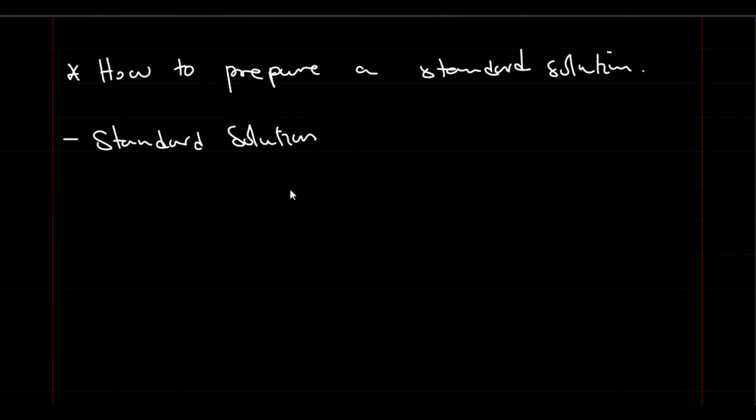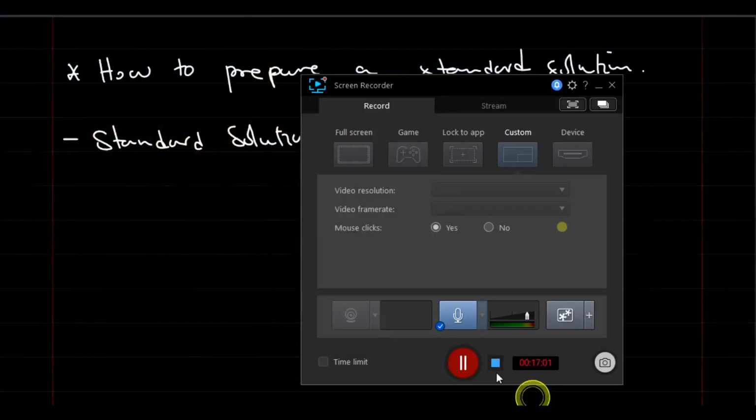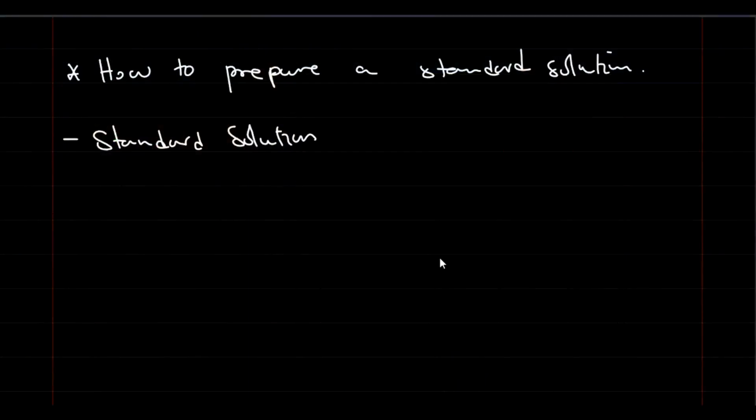So what is this standard solution? What do you think a standard solution is? Okay, did you get the answer? Okay, so now this standard solution is a solution that we know its exact concentration. It's a solution that we know its exact concentration.